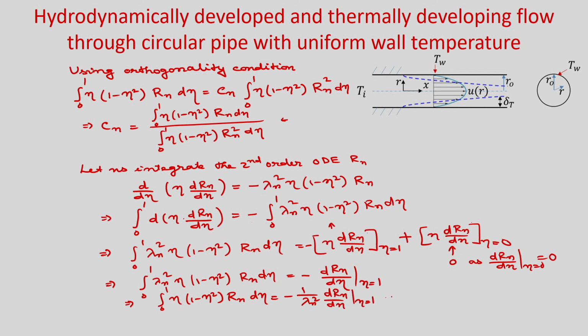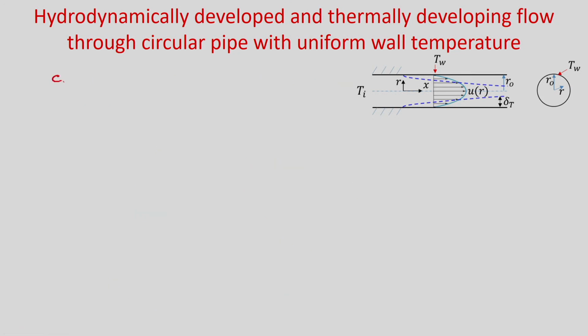So, this integral value you can put it in the numerator okay, because this is the integral. So, C n you can write as minus 1 by lambda n square d R n by d eta at eta is equal to 1 over 0 to 1 eta 1 minus eta square R n square d eta. Now, I apply the other important property of orthogonality at n is equal to m. Okay. So, already we have written for the Sturm-Liouville equation. So, if you write it for n is equal to m, okay.